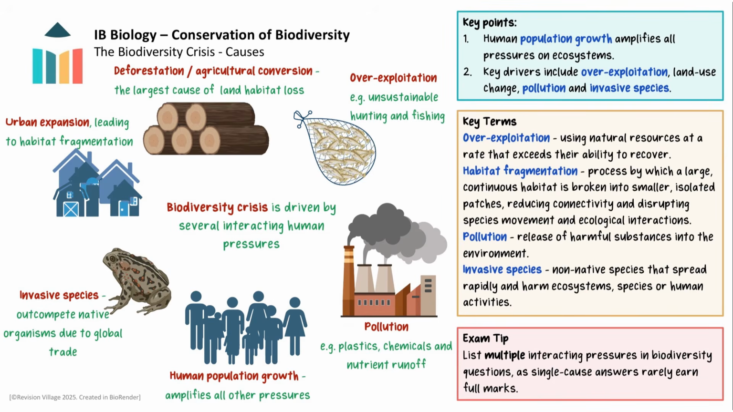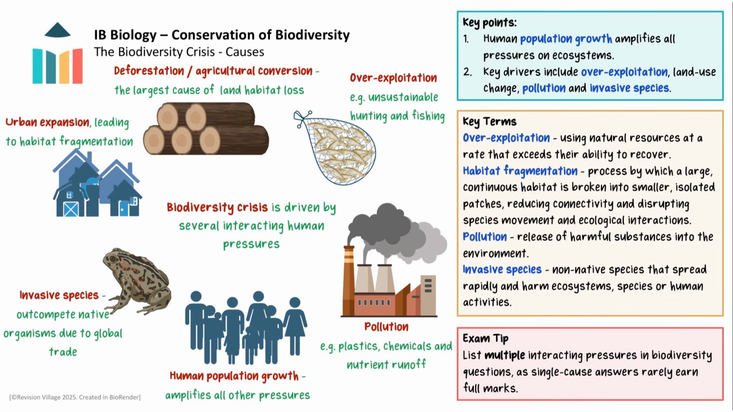Today's biodiversity crisis is driven by several interacting human pressures, some of which were mentioned when talking about the sixth mass extinction. These include overexploitation, including unsustainable hunting and fishing, urban expansion, leading to habitat fragmentation, deforestation and agricultural conversion, the largest single cause of terrestrial habitat loss, pollution, including plastics, chemicals and nutrient runoff, invasive species, which can outcompete native organisms due to global trade, and human population growth, which amplifies all other pressures.